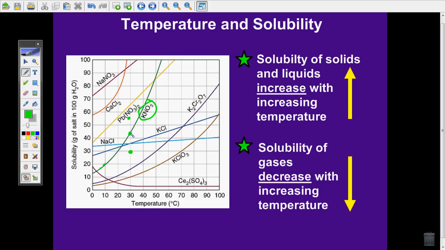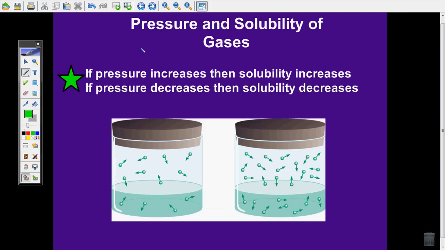So after 45 grams, any more is just going to fall and sink out to the bottom unless I force this to happen, like heat it up. If I heat it up, I can dissolve more, but it's very unstable. All right, pressure and solubility of gases. So pressure increases, then solubility increases. And if pressure decreases, then solubility decreases, right? Because the gas will fill its container.